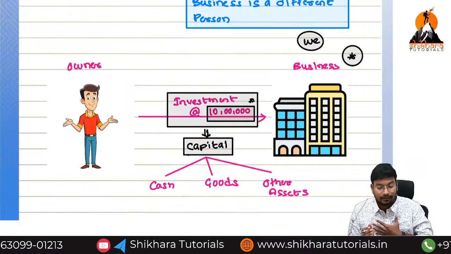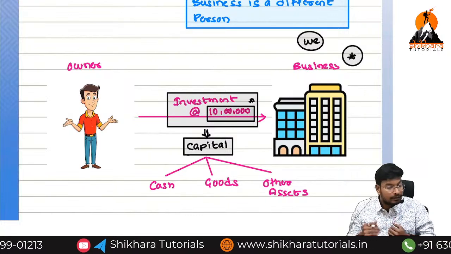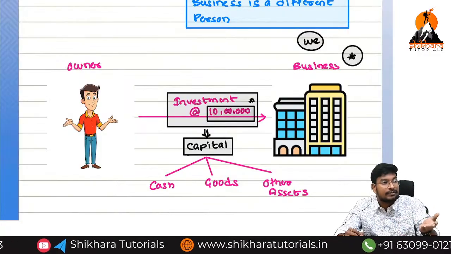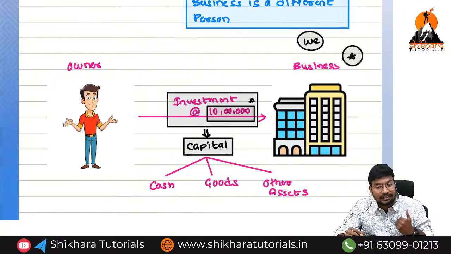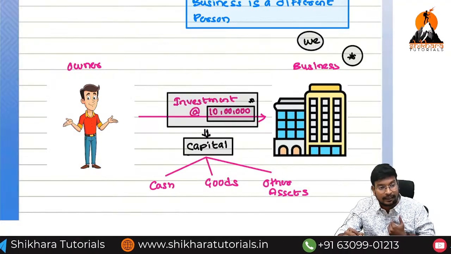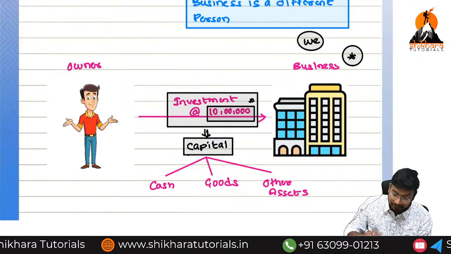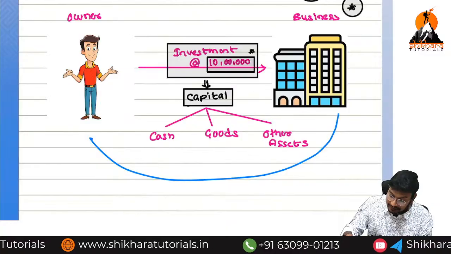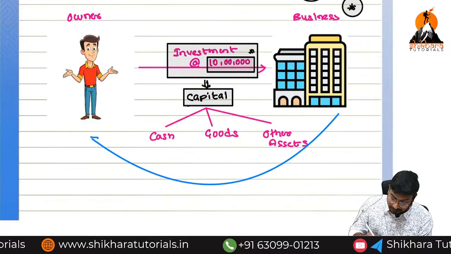Here I am taking my example. I means business. You means owner. You have given 10 lakhs to me, so I need to repay, no? I need to repay. So in future the capital needs to be repaid. In future the capital needs to be repaid to the owner.